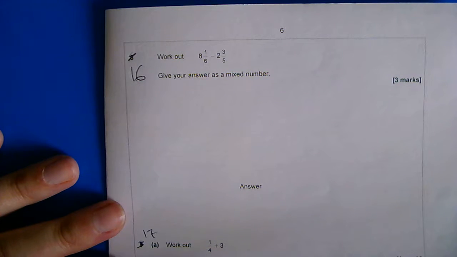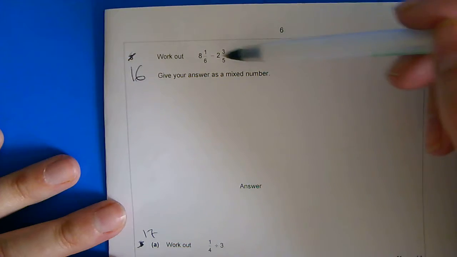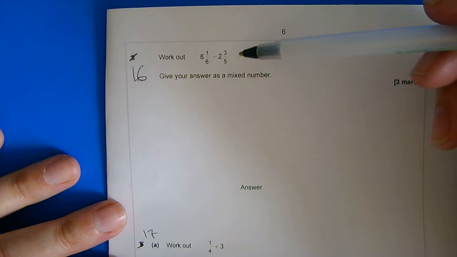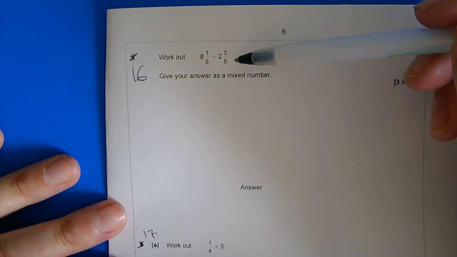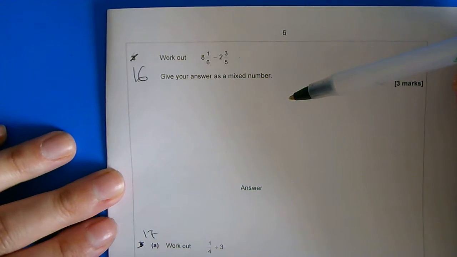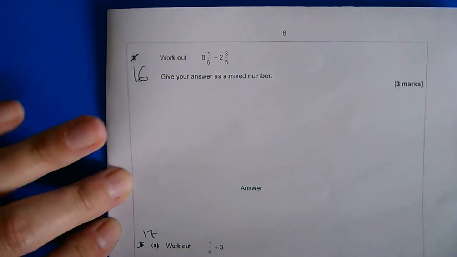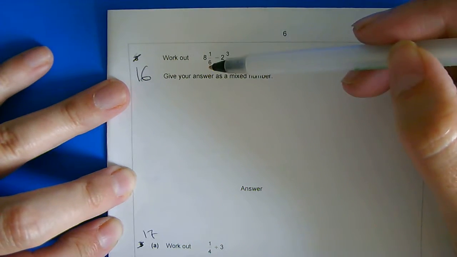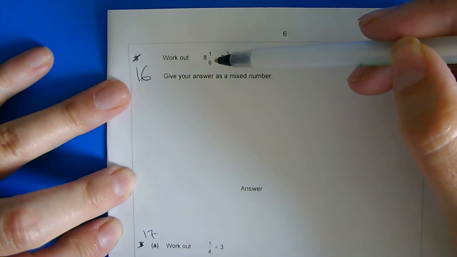Question 16 then, we need to work out 8 and 1/6 minus 2 and 3/5. Now the problem with this question is if you focus on 8 minus 2 and get 6 and then 1/6 minus 3/5, when you do that you'll end up with a negative fraction, because a 6th is smaller than 3/5, so when you take it away you'll end up with a negative answer. I will show you that option later if you fancy a different challenge to do it that way, but some people do it in terms of changing them to top heavy fractions first, so improper.